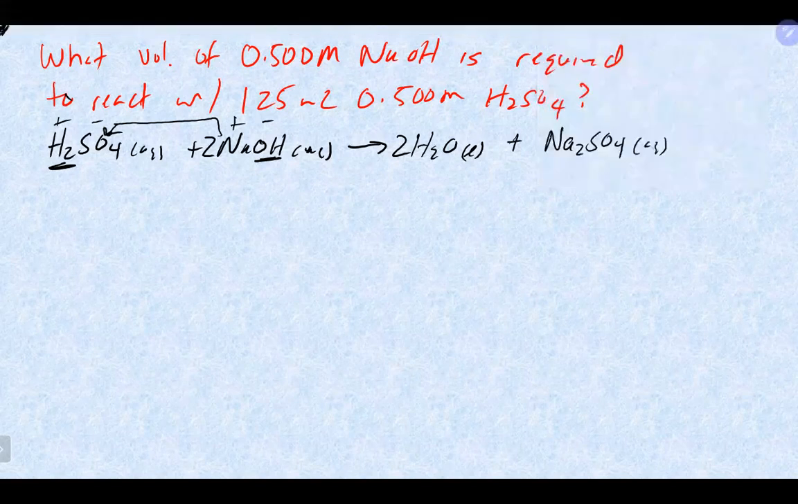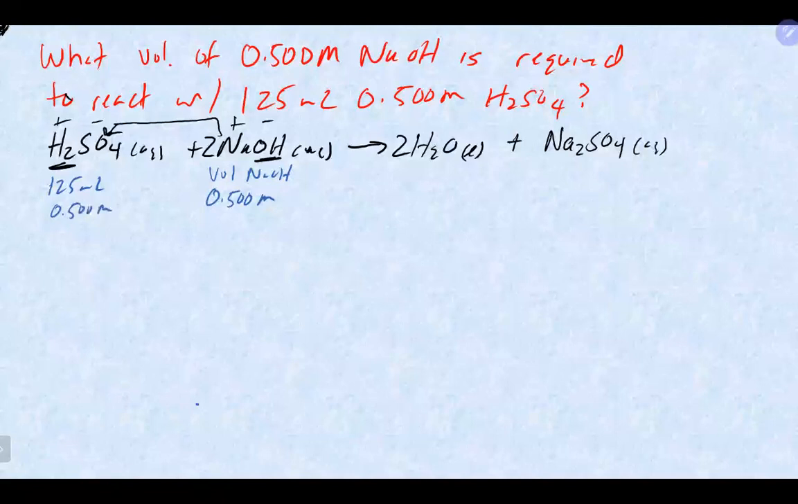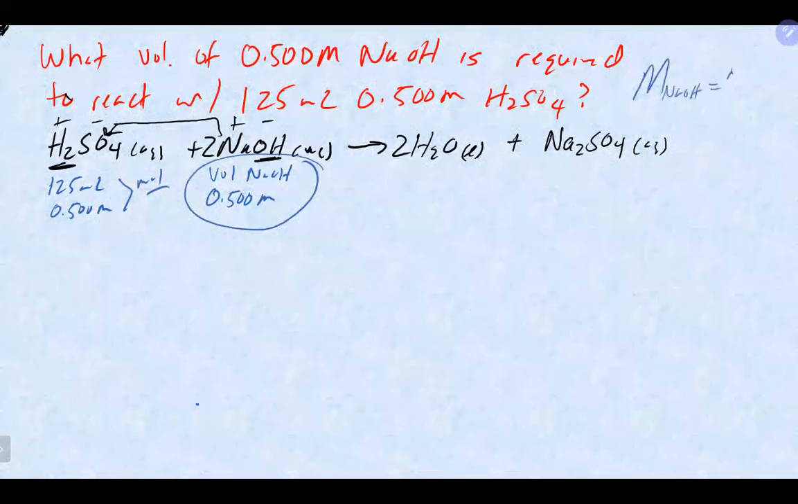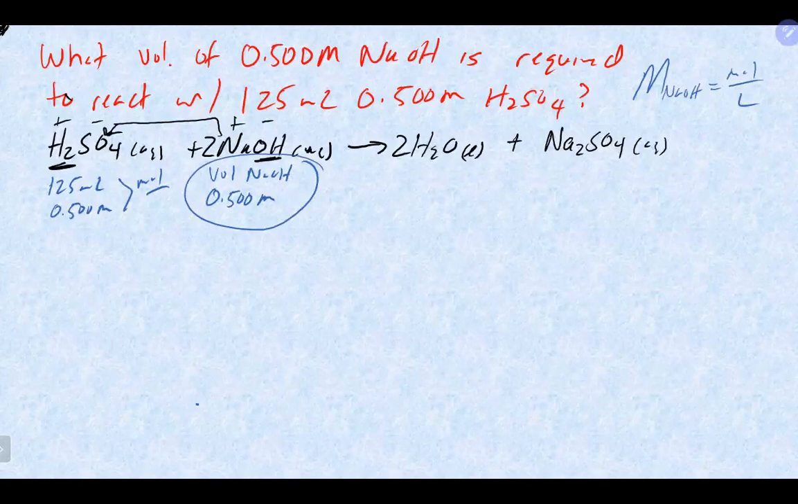Once again, we can pull out the information. We're looking for the volume of our sodium hydroxide, and we do have the molarity of it, which is 0.5. We have the volume and the molarity of the sulfuric acid. From this information, we really could only get to the moles of our sulfuric acid. We are looking at molarity of our sodium hydroxide, which is moles per liter, and we're looking for the volume. We do have the molarity given to us. So this is where we're going to use stoichiometry to get to the moles of the sodium hydroxide.